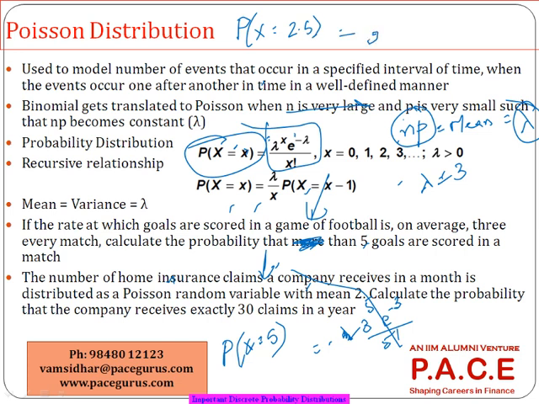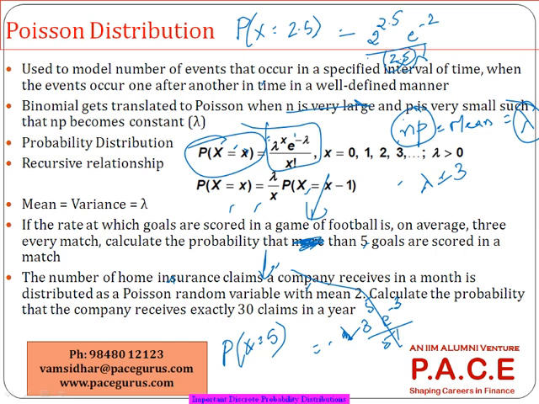Lambda power 2.5, e power minus lambda, divided by 2.5 factorial. Whatever is the value that comes out, we can very well take that formula. So this is how we can use the Poisson distribution also as a part of our modeling. So we are typically looking at the number of something only.